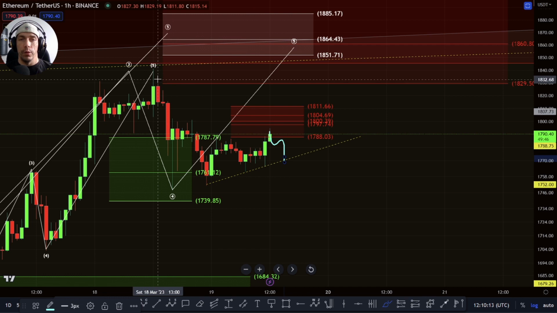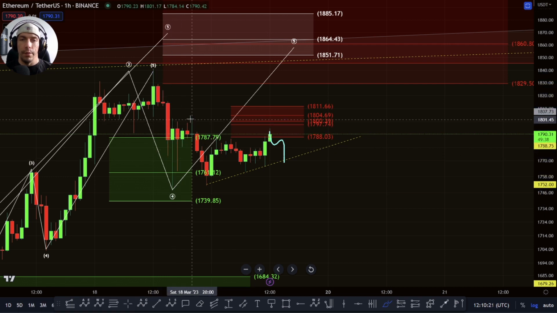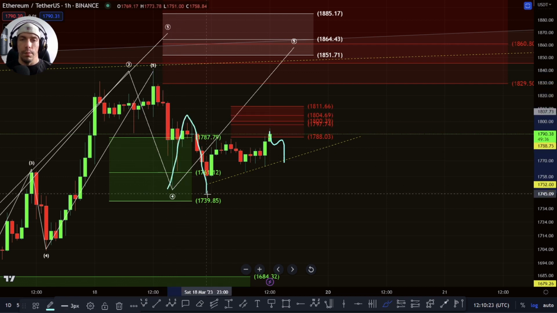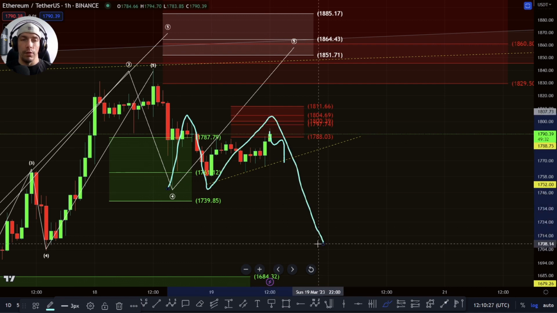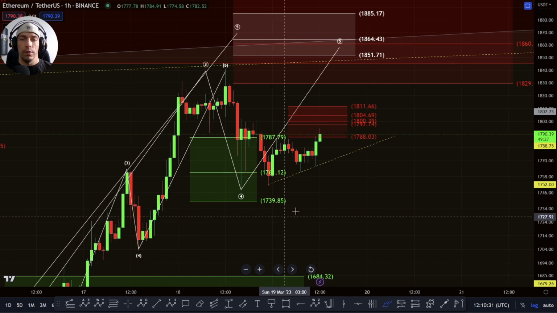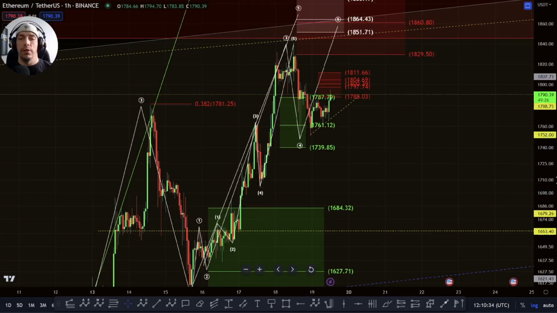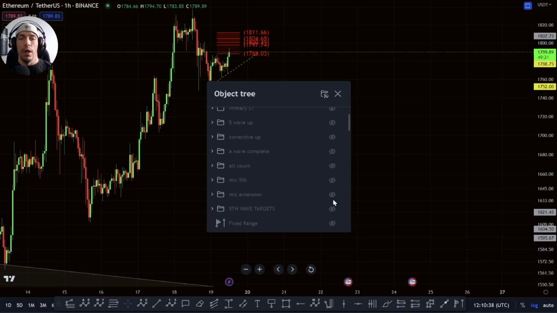There are a few ways of looking at this. We need to just be careful because potentially we can also count this as a 1, 2, 3, 4, 5 down here. This becomes an A. Potentially this would be a W, X, and potentially a Y wave up here, and then we could actually look to break down deeper. So really, if we do lose the 1739, we're going to be looking out for potentially some of these lower support ranges that we will be talking about here now.